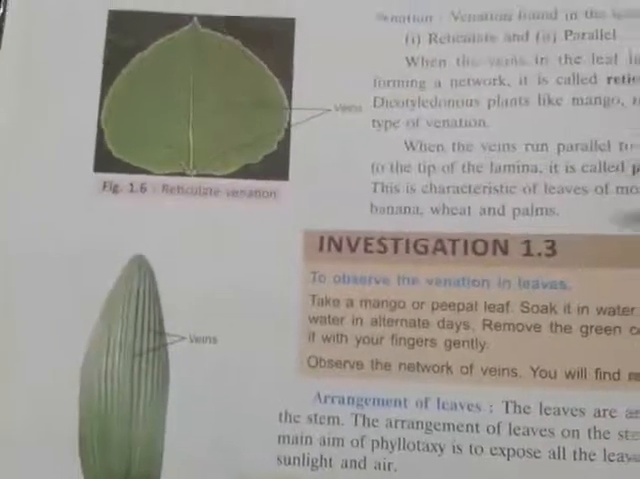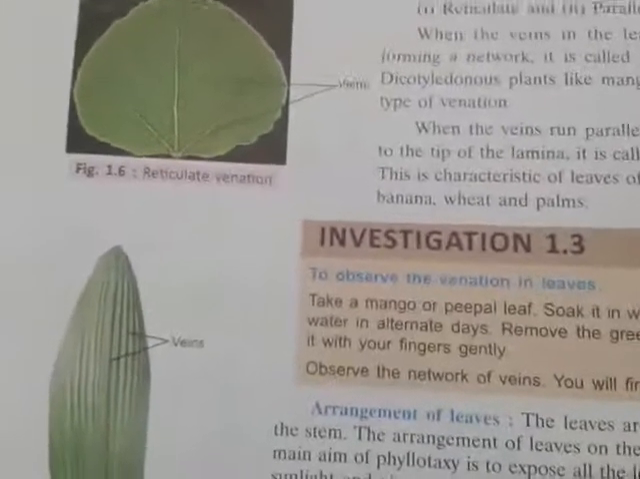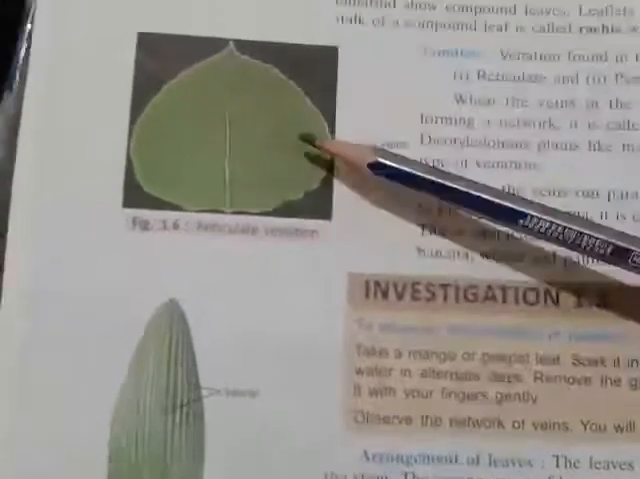So what is parallel venation? Whenever the veins are parallel to each other in a particular lamina, that type of venation is your parallel venation, like in wheat, palms, banana. So this kind of leaves show parallel venation. And reticulate venation is when the veins are irregularly distributed in a lamina. So that's why it is called reticulate venation.